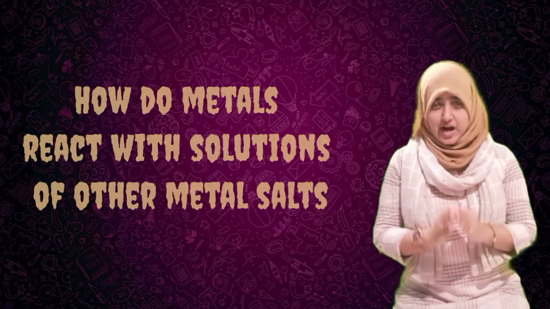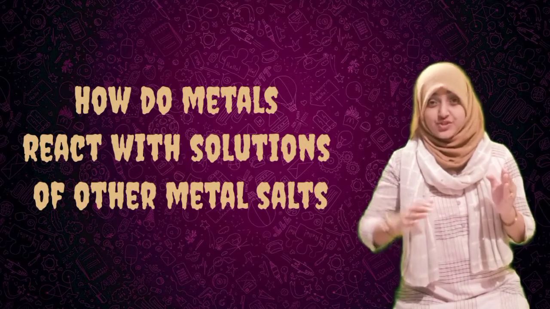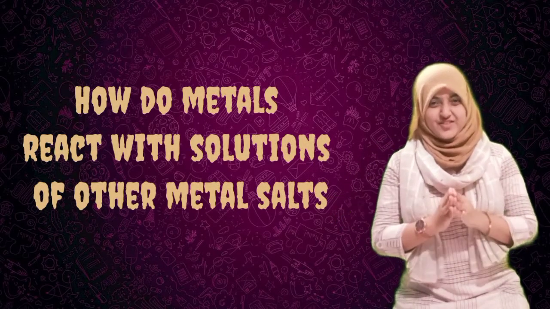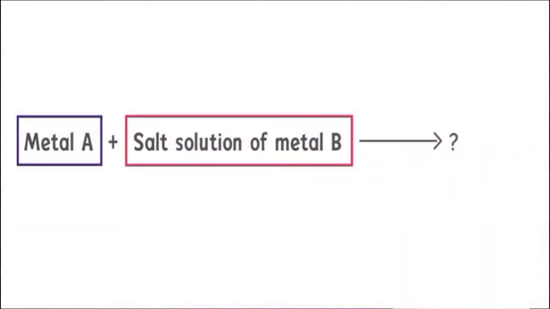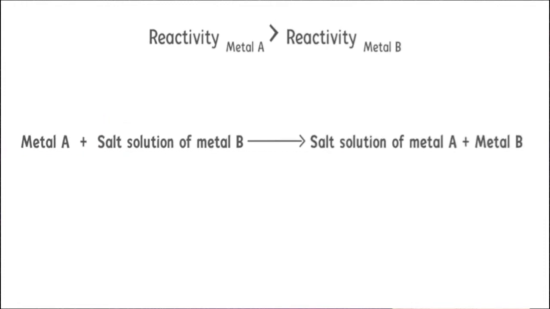Now let's see how metals react with the solutions of other metal salts. Children, in general, the more reactive metal will displace the less reactive metal from its compounds. For example, in a reaction, if metal A is more reactive than metal B, then we will get the equation as follows. Well, we can perform a simple activity or an experiment to understand this process.